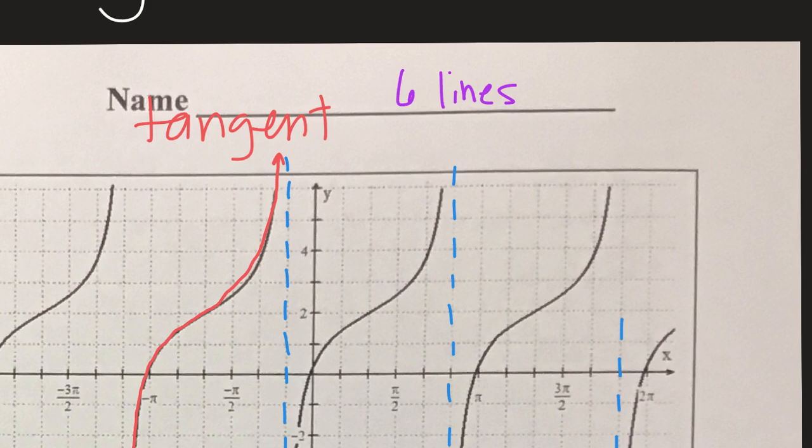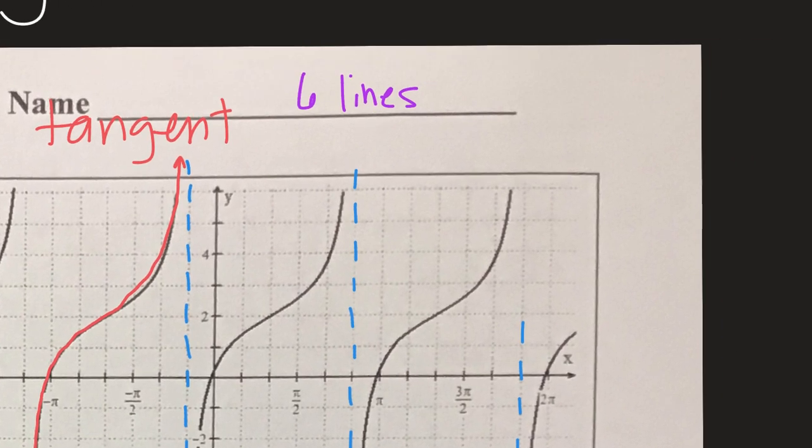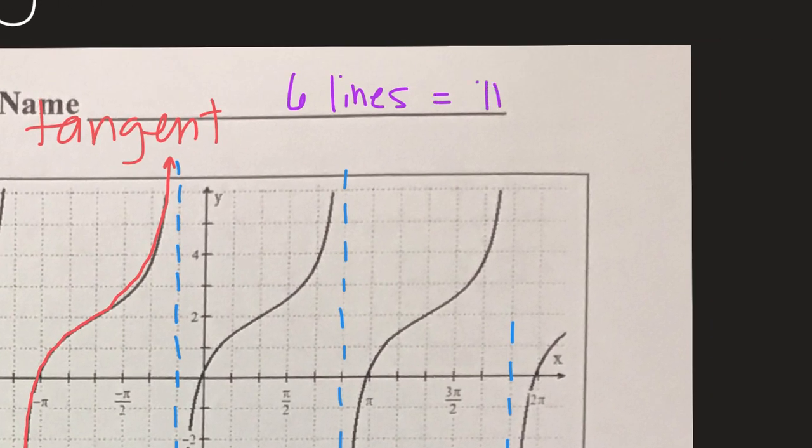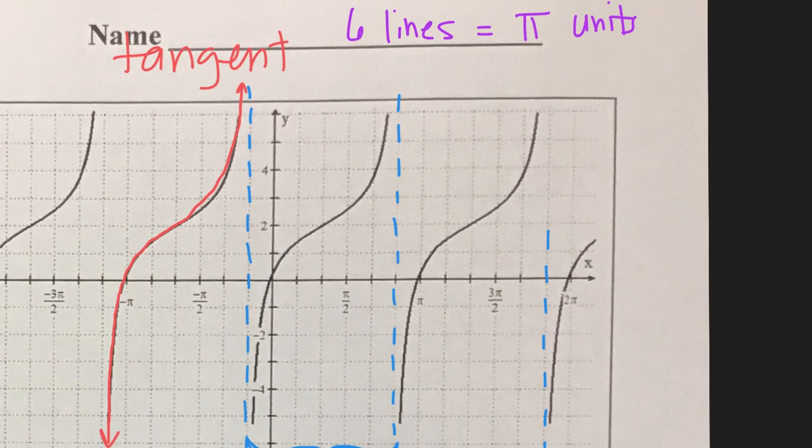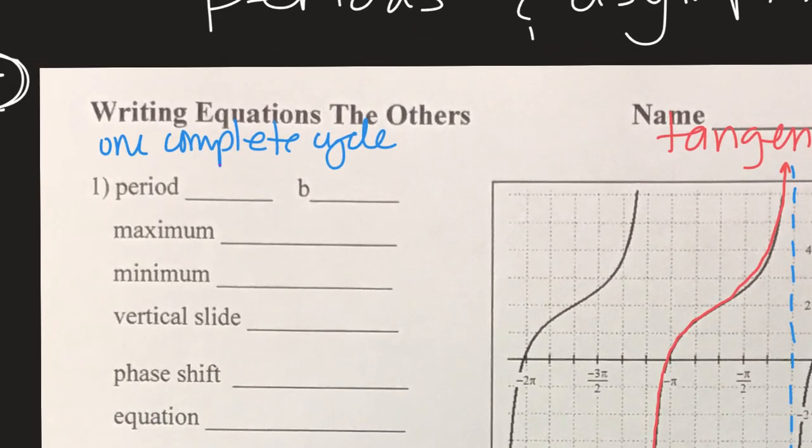So if we go back to our y-axis, and if we go 6 over, how many units is 6 lines? 1, 2, 3, 4, 5, 6 gets me to pi. Looking at the way this graph is labeled, 6 lines equals pi units. So if my period is 6 lines long, that means my period is pi units.